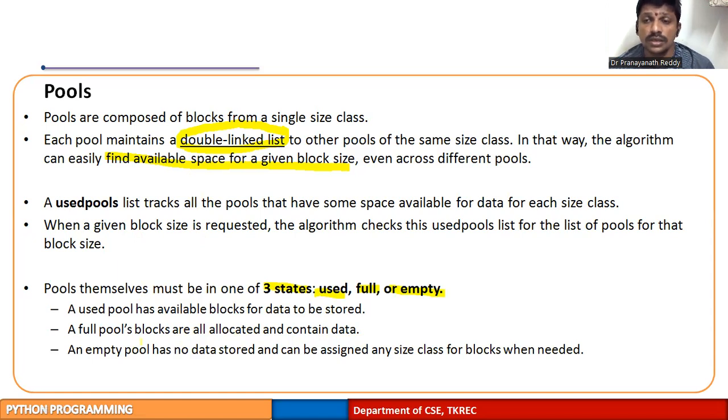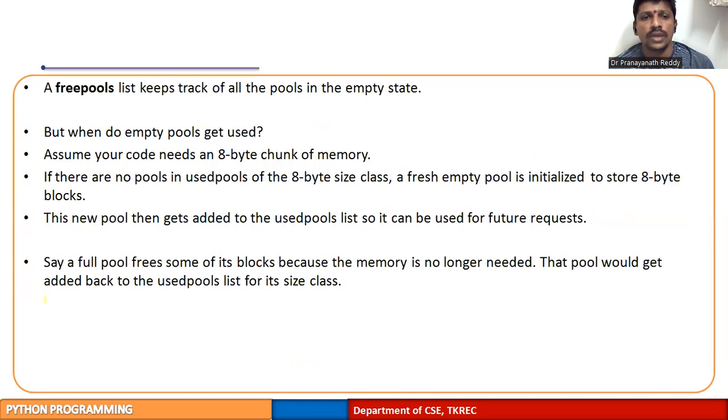Next, an empty pool is one where no data has been stored, not yet touched, not written even one time. Used means already it has been written and then got deallocated. So that is called used. A free pool list will keep track of all the pools in the empty state. So you have seen used, full, and empty states.